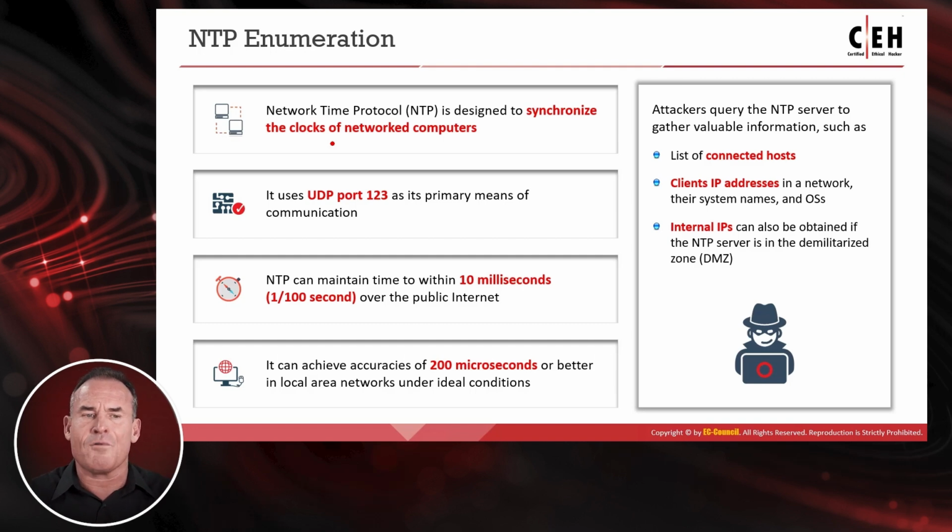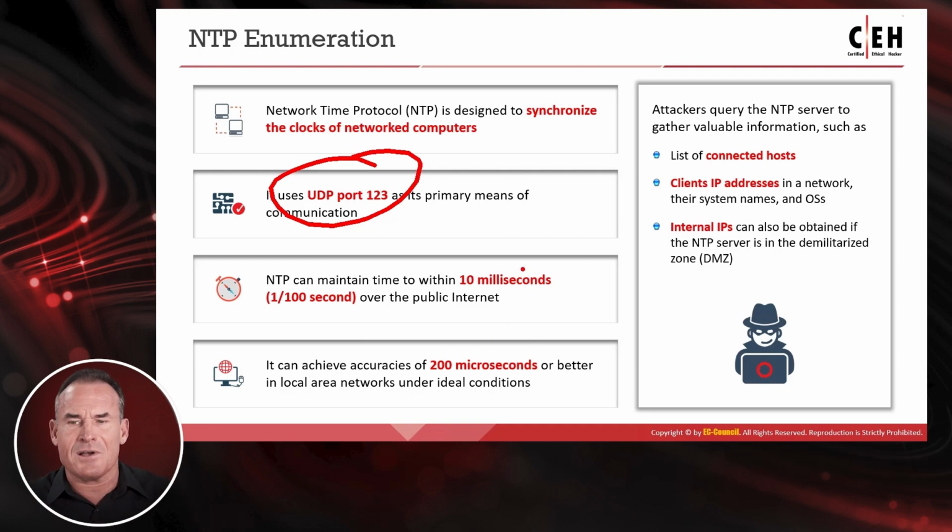Now, as far as testing for it goes, the NTP server uses UDP port 123 as its primary means of communication. You can achieve time within 10 milliseconds. Okay, fantastic, sounds pretty accurate. Accuracies of 200 microseconds or better in local area networks under ideal conditions. All right, fantastic. Those are the accuracy numbers on NTP. That's the port number it listens on.